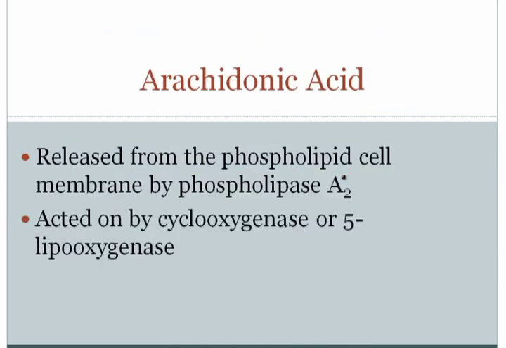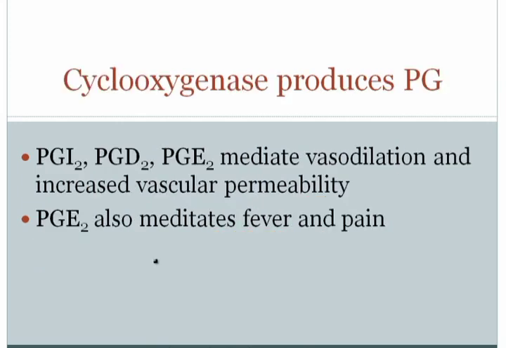The next of the mediators is arachidonic acid. Arachidonic acid is actually released from the phospholipid cell membrane by phospholipase A2. And once arachidonic acid is released, it can be acted on by one of two pathways. There is a cyclooxygenase pathway, and there is a 5-lipoxygenase pathway. Each of these are distinct pathways, and they generate distinct products. So the cyclooxygenase pathway produces prostaglandin, PG. That's the key derivative of this pathway.